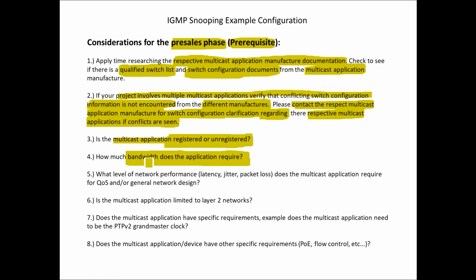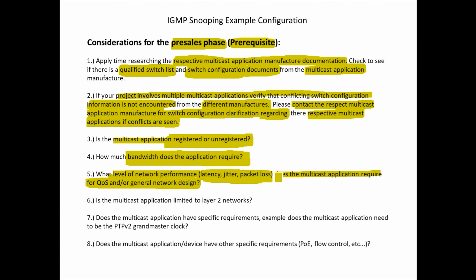The other item which we did not really focus on is going to be QoS, but in any case, what level of network performance, specifically latency, jitter, and packet loss, does the multicast application require for QoS and general network design? So this is something to keep this video within reason I did not really go into, but please keep in mind that most pro audio video applications are working with a microsecond timing domain, where VoIP, if we compare it to VoIP, it's milliseconds. So we're looking at exponentially different timings.